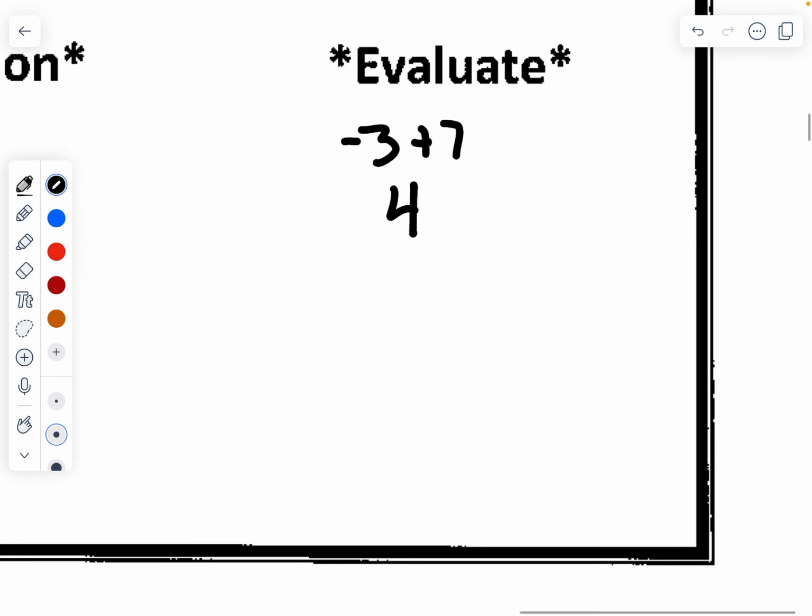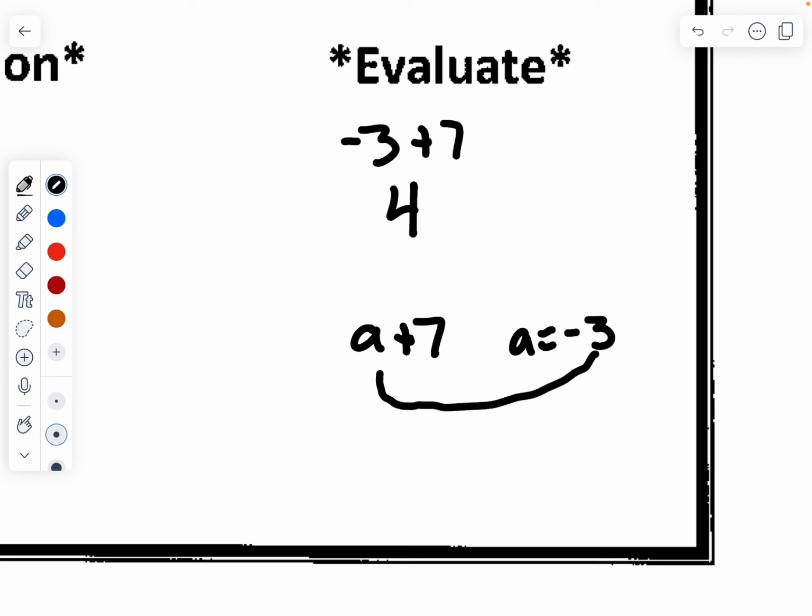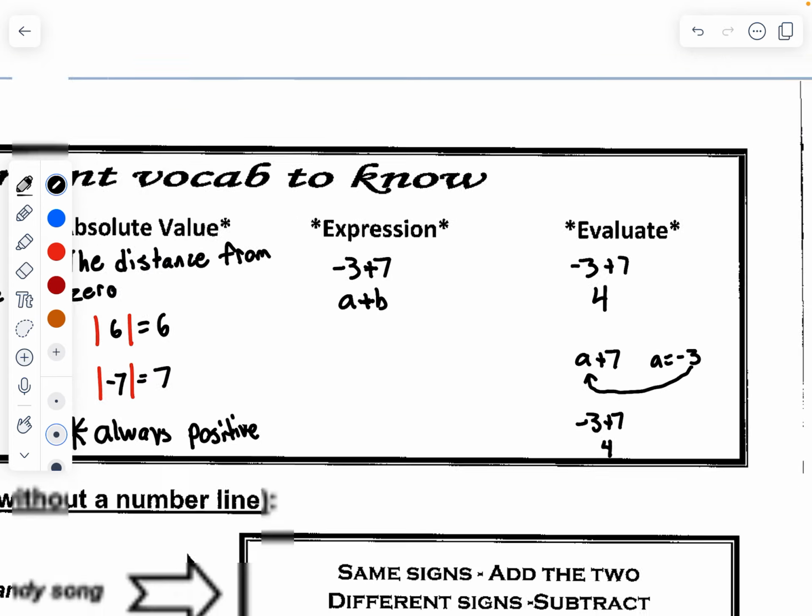It also could look like if I gave you a letter and told you that the letter was negative 3, let's say. So then to evaluate this, you would take the negative 3 and plug it in where the a was. So then it'd be negative 3 plus 7, and you get 4. So evaluate could look like both of these. Maybe you have to take a number and plug it in to solve it, or it might already give you the entire problem and you just have to simplify it.